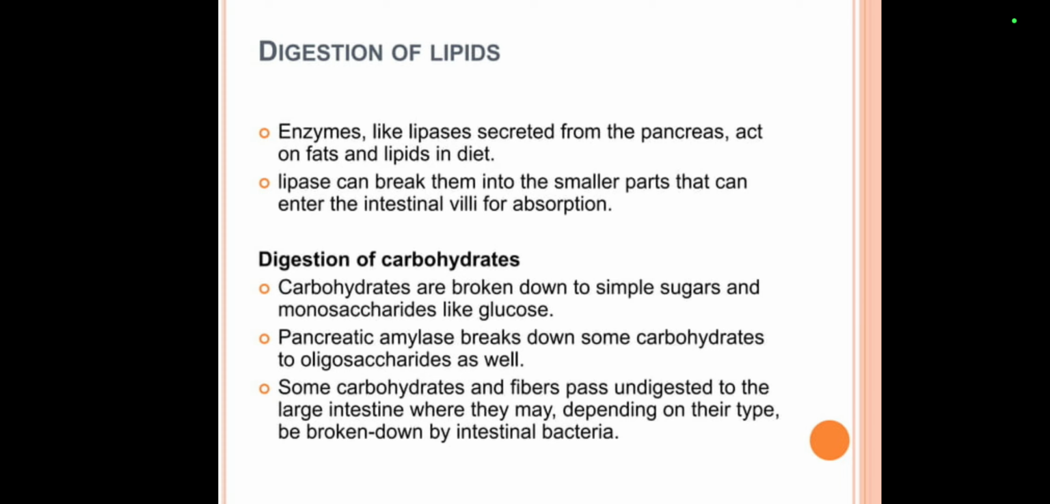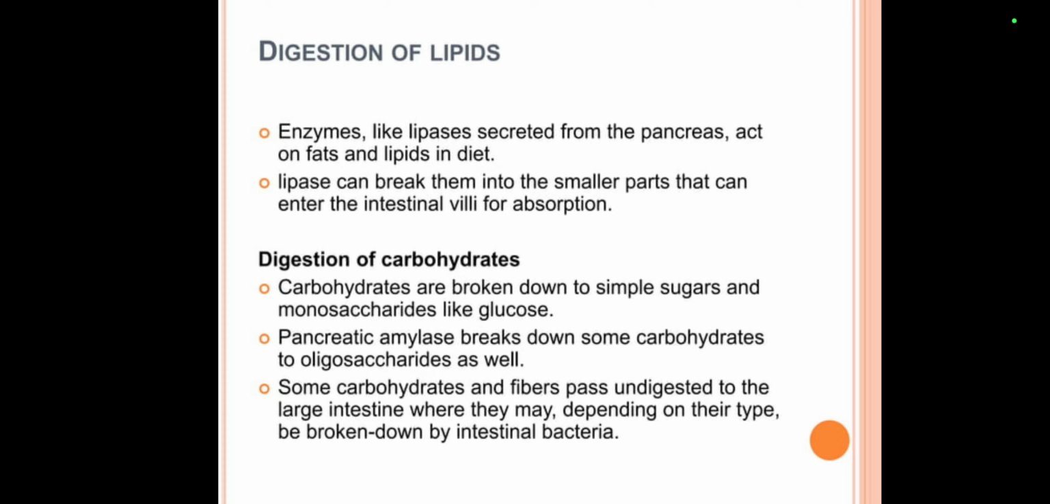If in the lipids it is fats, in the carbohydrates, what will it be broken down into? Of course, since carbohydrates are the main sources of energy, they are broken down into simple sugars like monosaccharides, one good example of which is glucose, or your blood sugar. Monosaccharide is only one sugar. Pancreatic amylase, another enzyme, breaks down some carbohydrates into oligosaccharides. When we say oligosaccharide, it is from fewer than 10 up to 100,000 sugars.